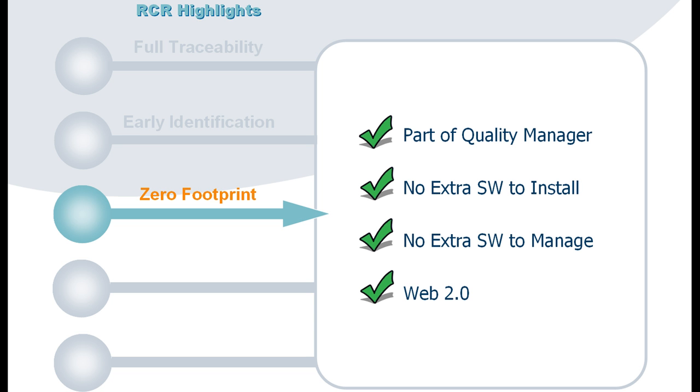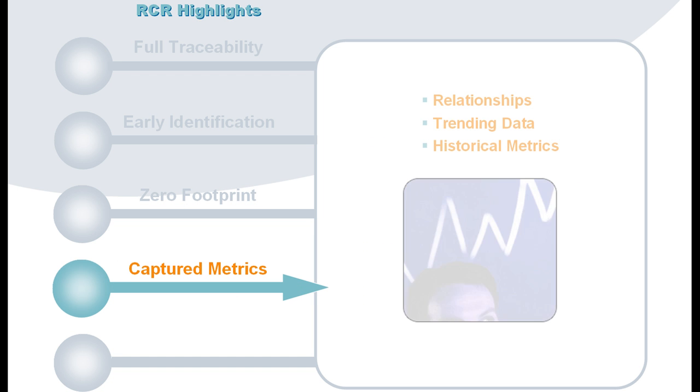Zero footprint means all Web 2.0, no extra software to buy, install, or manage. There are full captured metrics already built into RCR. Relationships, trending data, and historical output are already defined and captured in the data warehouse.